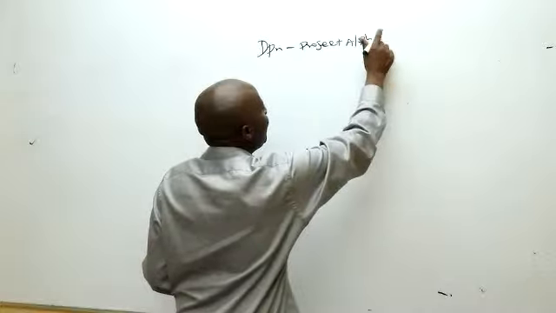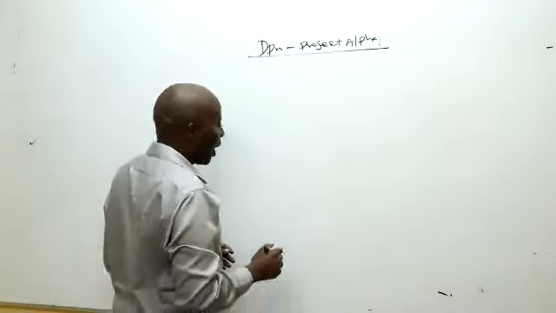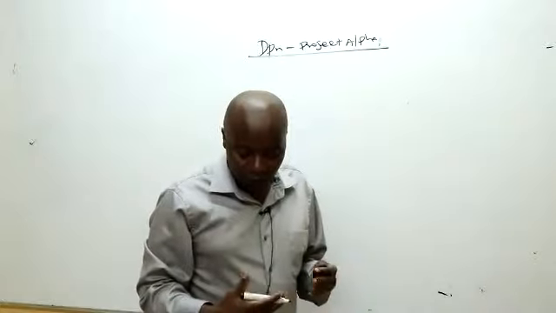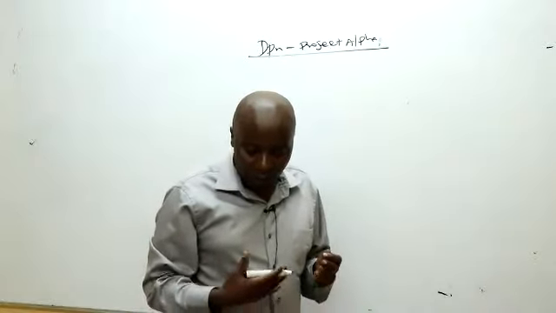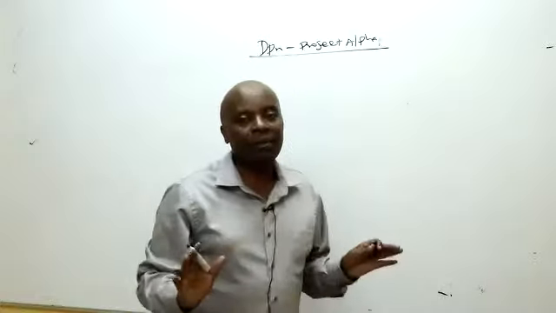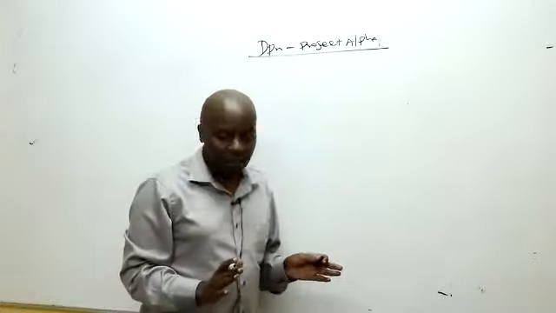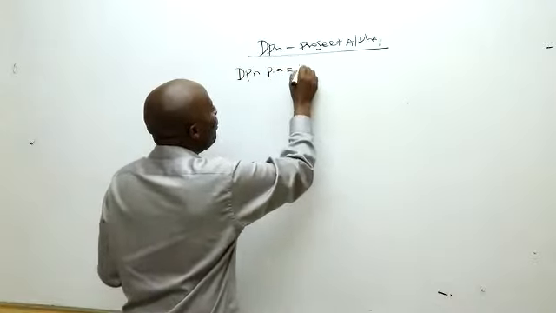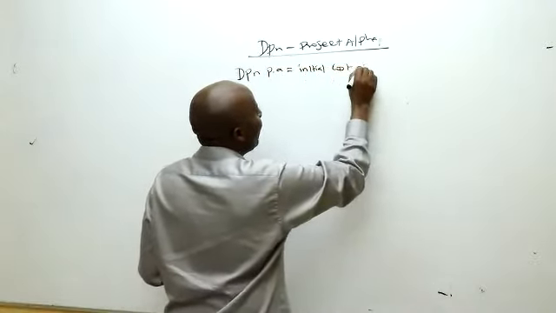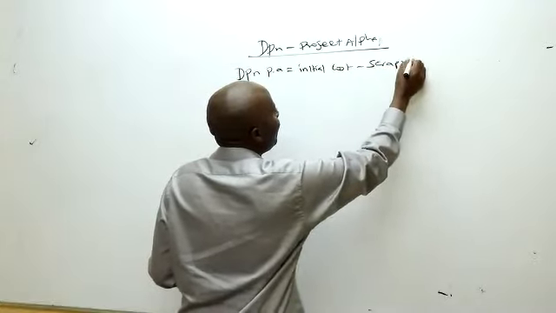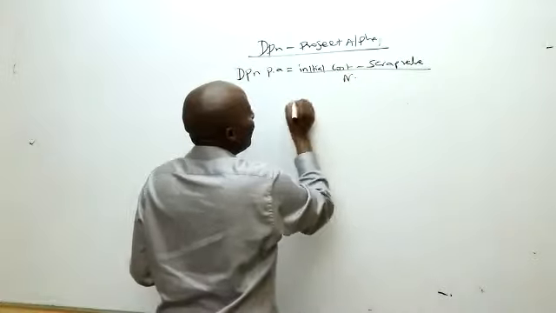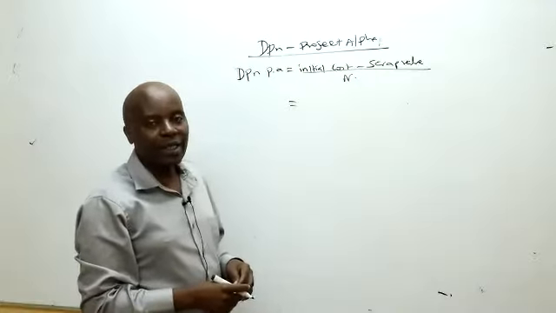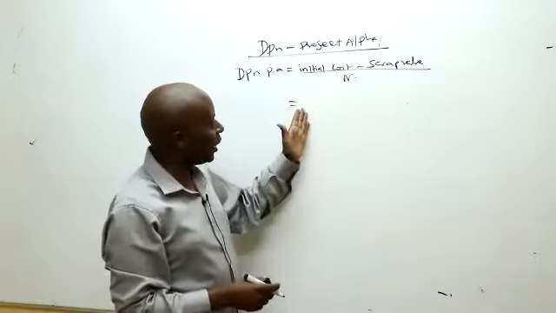So Project Alpha depreciation, ladies and gentlemen, they have told me to use the straight line method. And of course, if they are quiet, we always prefer the straight line method to any other method in finance. So we shall use the straight line method where the depreciation per annum will be equal to the initial cost minus the scrap value, all over n, the number of years.